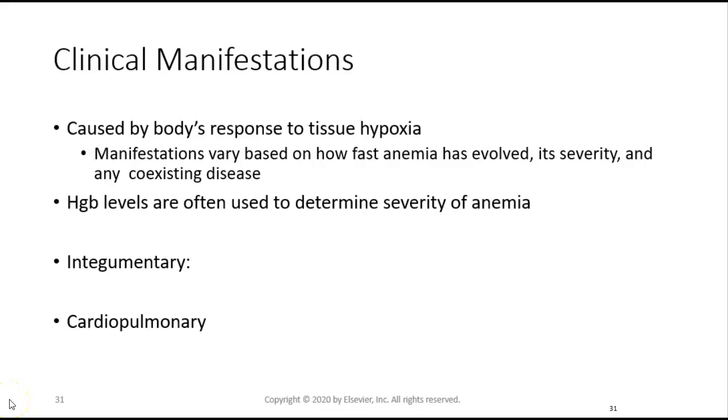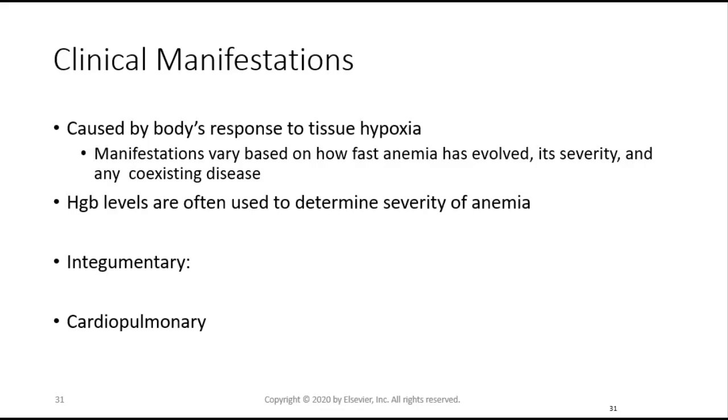We use the hemoglobin levels to determine how severe the anemia is. And we do have levels to say whether the anemia would be mild, moderate, or severe. Mild would be a decreased hemoglobin of 10 to 12. Moderate would be a hemoglobin of 6 to 10. And severe, we consider under 6. Most of the time, we will transfuse under 7.